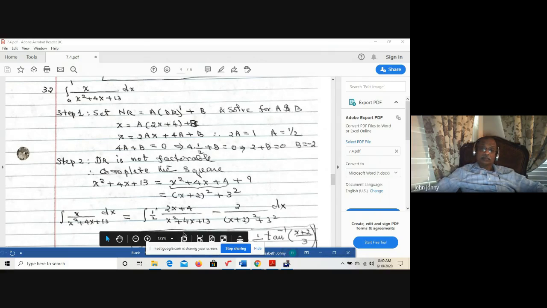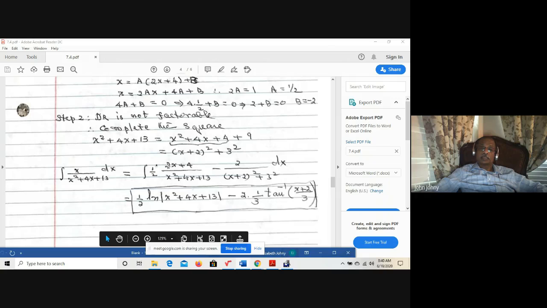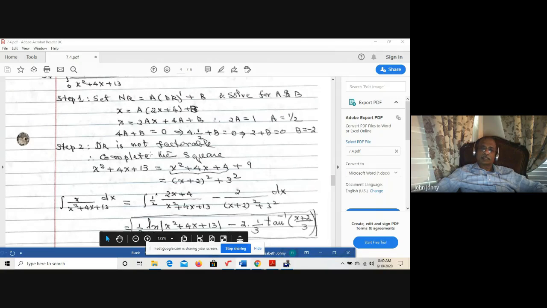And for the first expression, there is no problem. For this one, the numerator is the derivative of the denominator. So it is 1/2 times natural log of x squared plus 4x plus 13. But the second one is not factorable, so you have to complete the square.